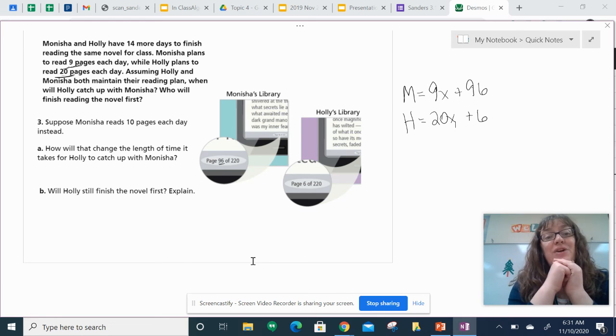There are 2 special cases. Sometimes when we graph, we get one line exactly on top of another one. That's infinitely many solutions because every point on one line is also a solution for every point on the other line. And the second idea is when we get 2 lines that will never intersect, they're parallel, and that will give me no solutions.